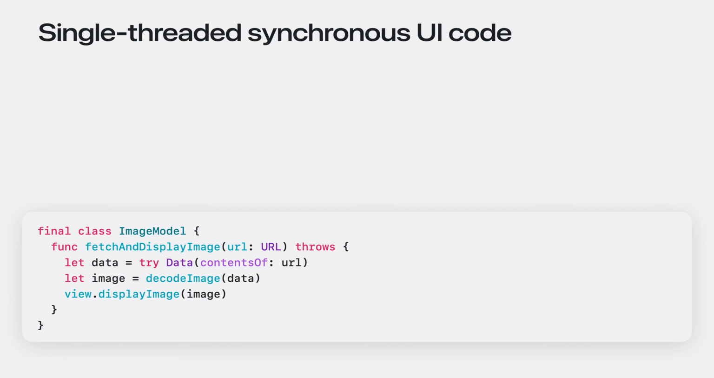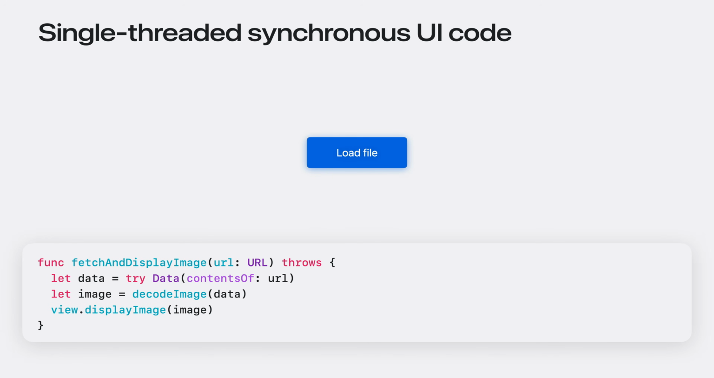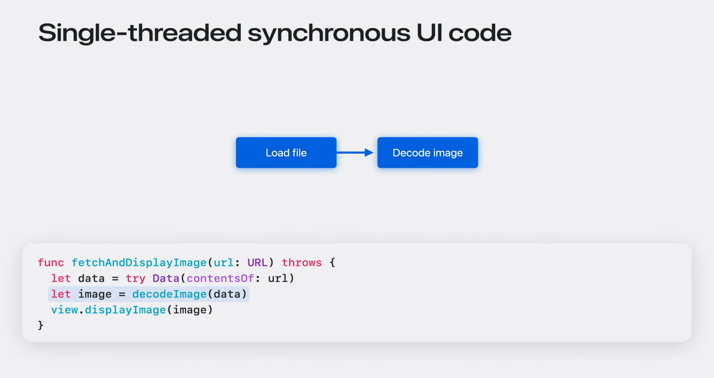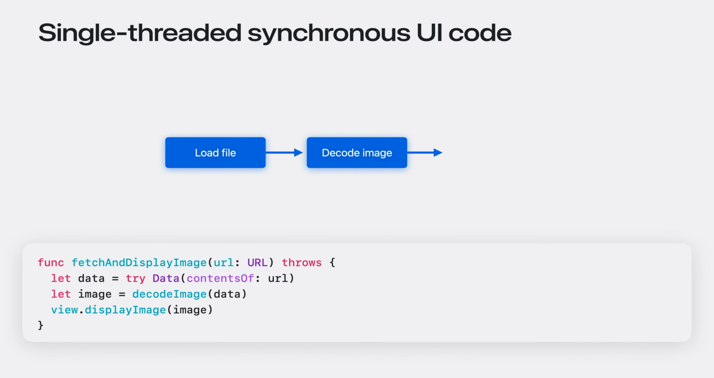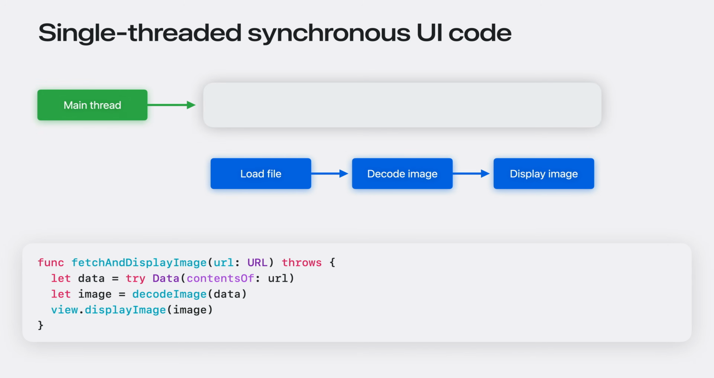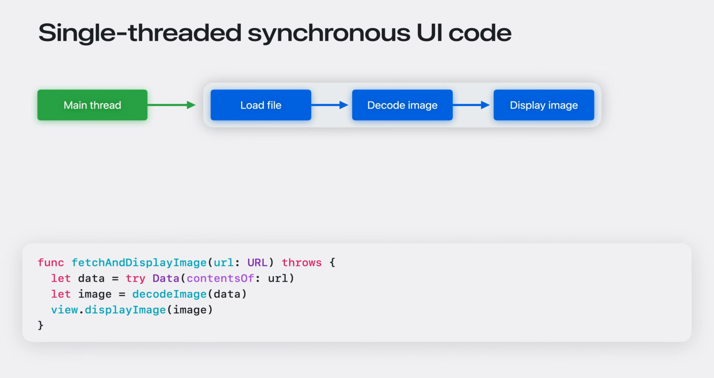Let's add a method on our image model to fetch and display an image from a URL. We want to load an image from a local file, then decode it, and display it in our UI. Our app has no concurrency in it at all. There is just a single main thread doing all of the work. This whole function runs on the main thread in one piece. So long as every operation in here is fast enough, that's fine.